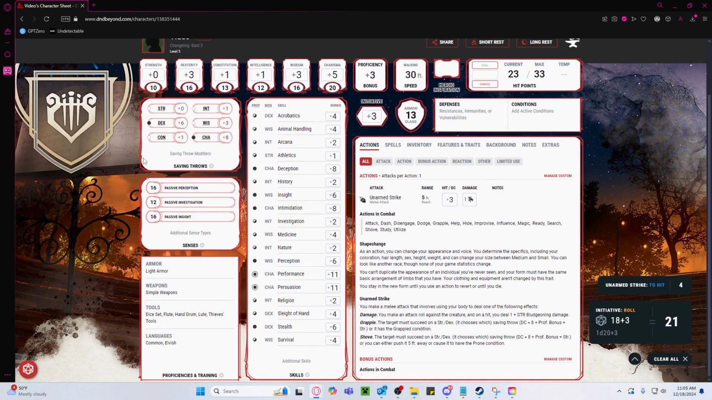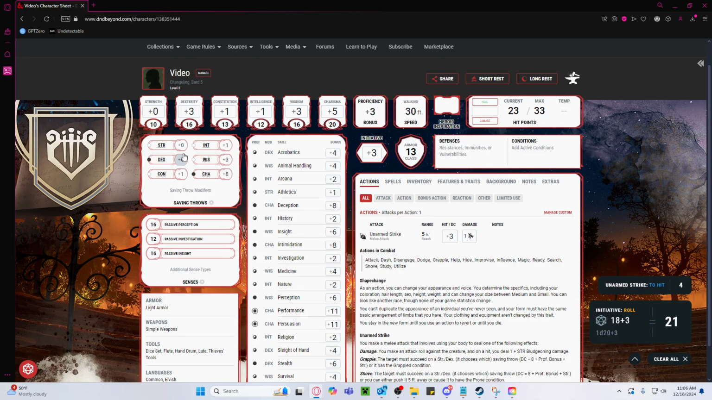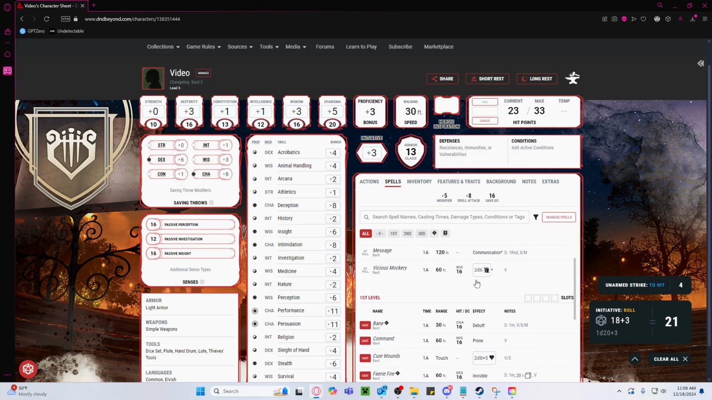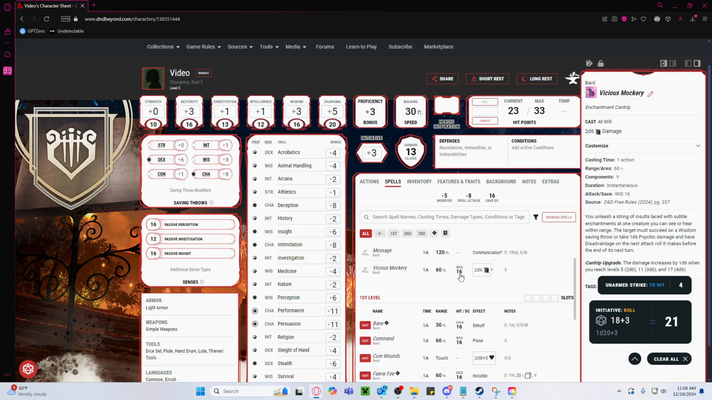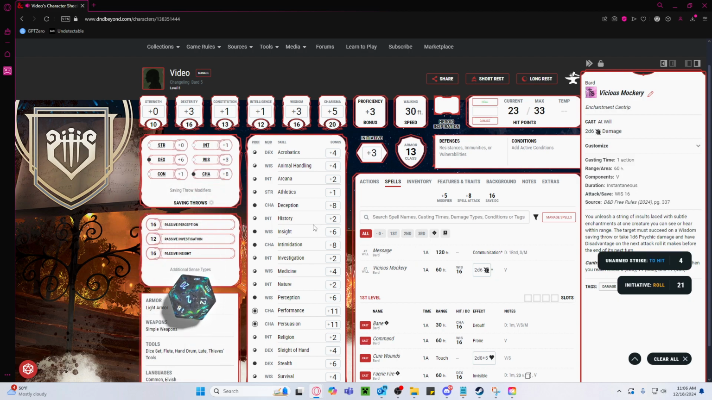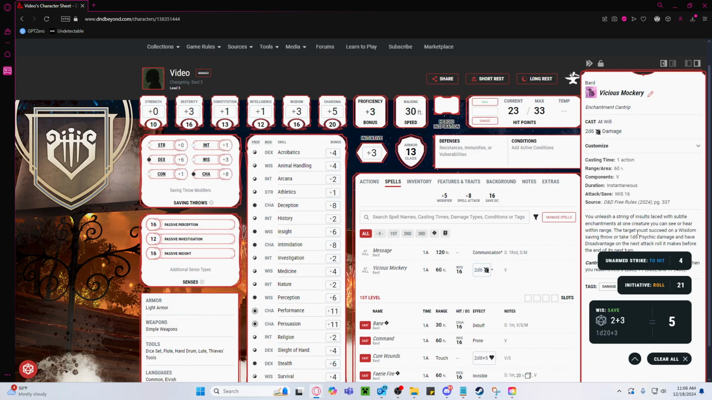All right, here we got our saving throws over here. Now, these are when someone does an attack or a spell. As you might recall from the previous video, we have Vicious Mockery that requires a wisdom saving throw. So let's say someone casts that on me, I would have to beat a 16 wisdom. I'm just going off of their stuff. Let's see what I got. I got a 5, so I would take the full effects of what the spell does.